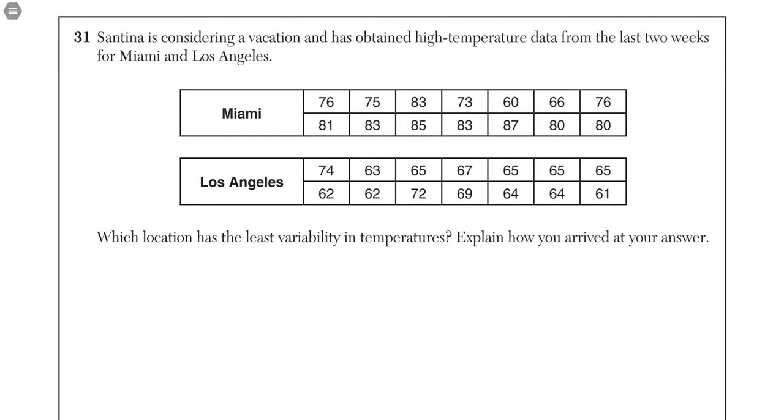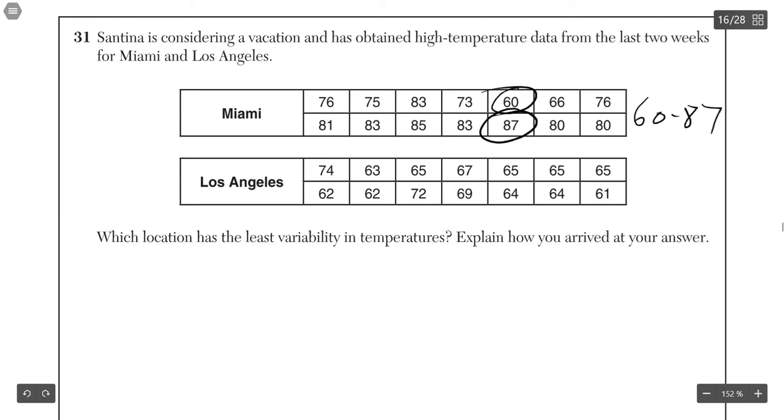Next. Okay, so I think the simplest way to look at this would be the range, right? What's the lowest number here? The lowest number here is 60, and the highest is 87. So Miami goes from 60 to 87.